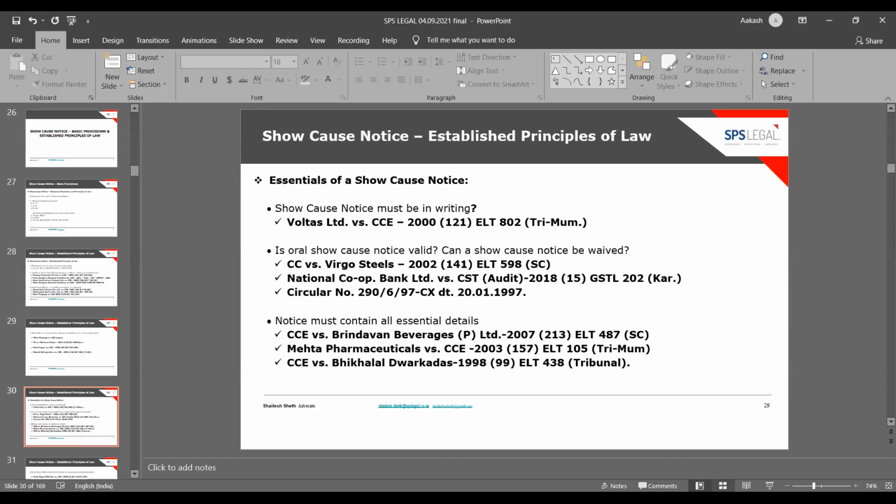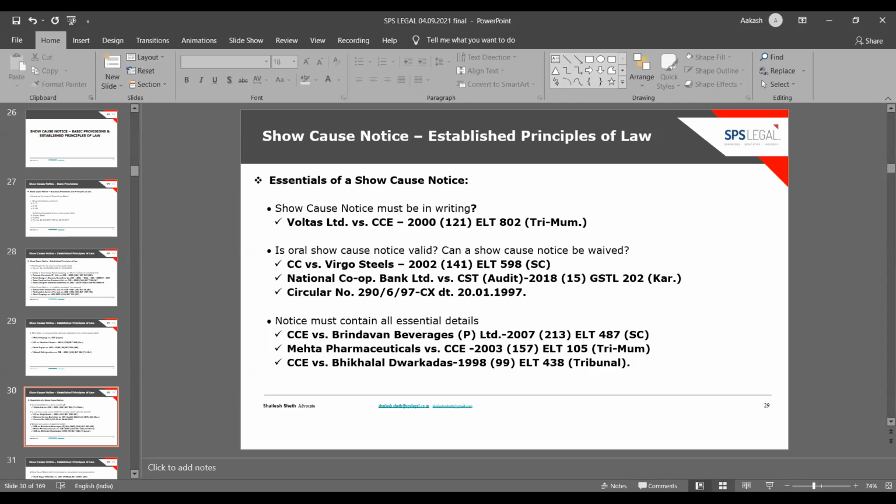And as a matter of fact, if a particular SCN is vague, then instead of going into the mind of the revenue officer, what he might have actually hinted, what he might have actually thought, what he might have probably thought to allege, we are not required to undertake this type of exercise. We have to specifically challenge the vagueness of the allegations by the reply.